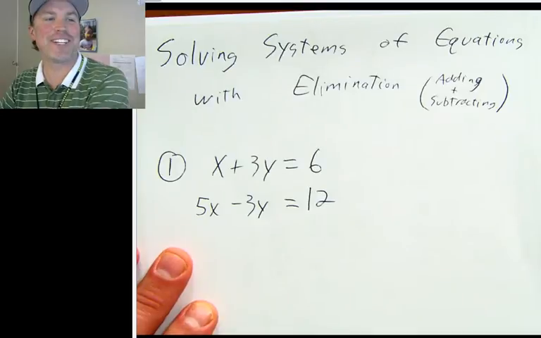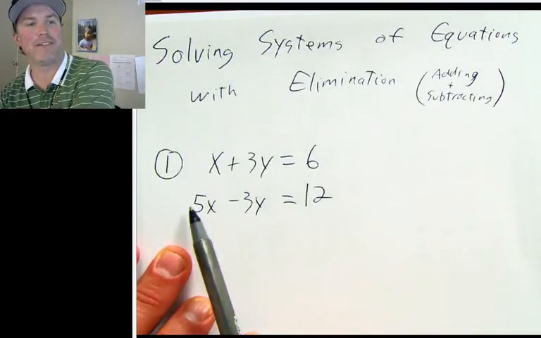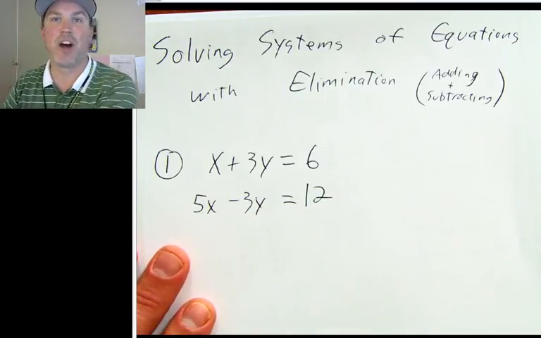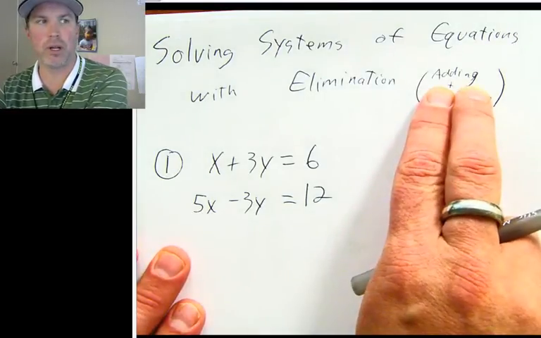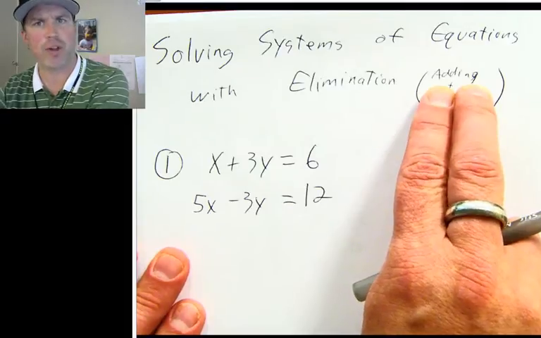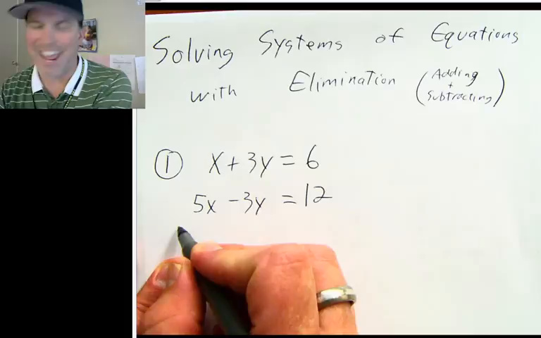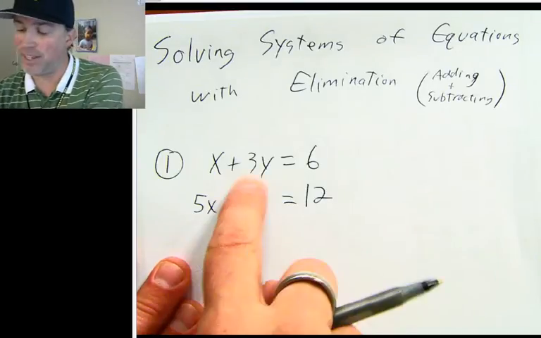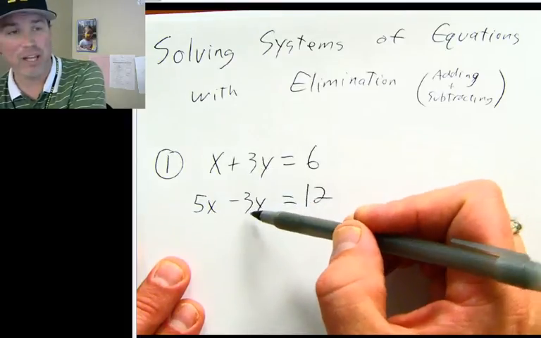Okay, our first example we're going to do here is x plus 3y equals 6 and 5x minus 3y equals 12. Now this problem is custom built for elimination or addition. I personally don't use subtraction, but in elimination what you essentially want to do is add the two equations together and get one of the variables to cancel out. And we can do that right now with this particular problem. And if we look right here, you have a positive 3y, a negative 3y.